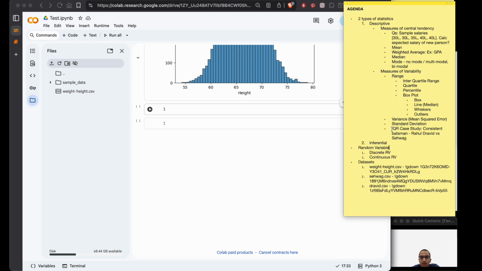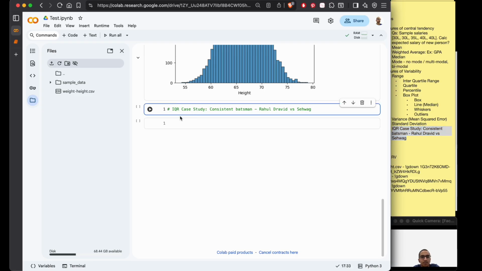This is the case study where we are trying to find out which batsman is more consistent. In this case, we are looking at the runs of two cricketers, Rahul Dravid and Sehwag. If you are familiar with cricket, you will know that Rahul Dravid is said to be the more methodical, more systematic player, while Sehwag is the more aggressive player, right?